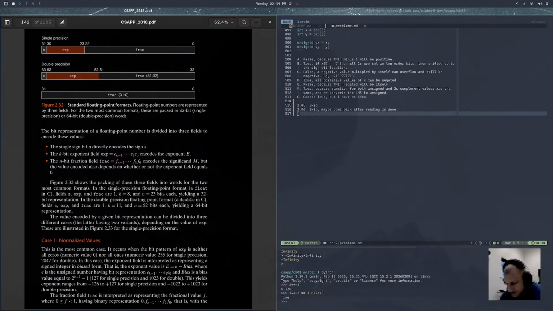For the 2 most common formats, in the single precision floating point format, a float in C, fields s, exponent, and fraction are 1, 8, and 23 bits each, yielding a 32-bit representation. In the double precision floating point format, a double in C, s, exponent, and fraction are 1, 11, and 52 bits each, yielding a 64-bit representation. The value encoded by a given bit representation can be divided into 3 different cases, the latter having 2 variants, depending on the value of the exponent. These are illustrated in figure 2.33 for single precision format.